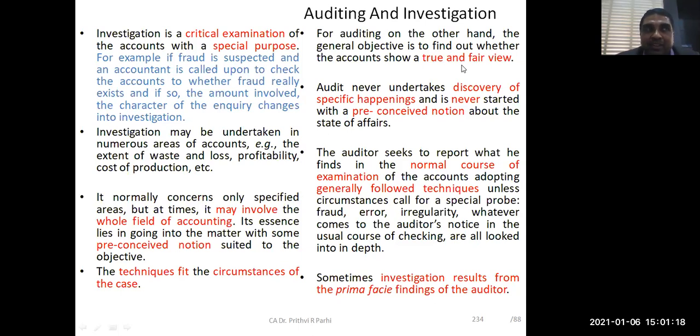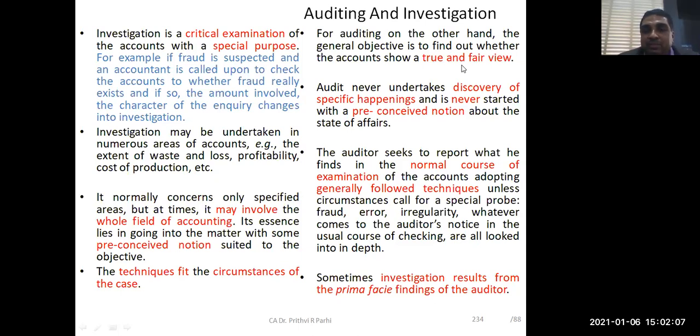The financial statement has been prepared in accordance with the financial reporting framework and following generally accepted principles, and management has taken adequate care that there is no material error or material fraud. On that background, the auditor applies certain audit procedures and gives an opinion whether those financial statements show a true and fair view or not. The techniques followed are quite generalized techniques. These techniques are not specifically directed to find out any fraud.